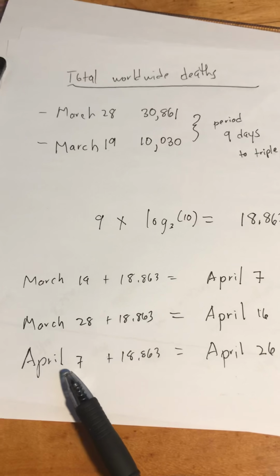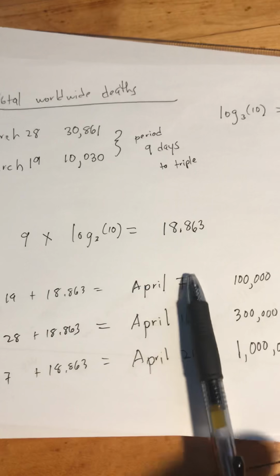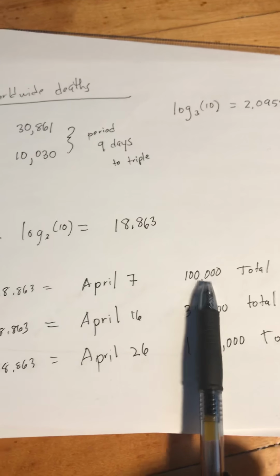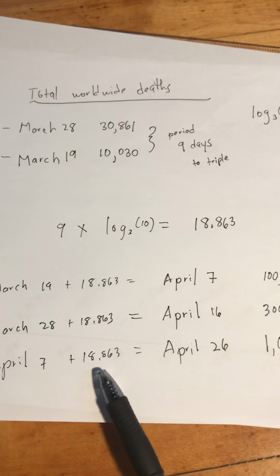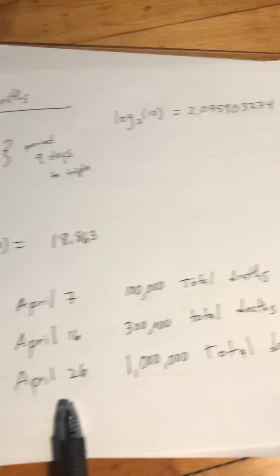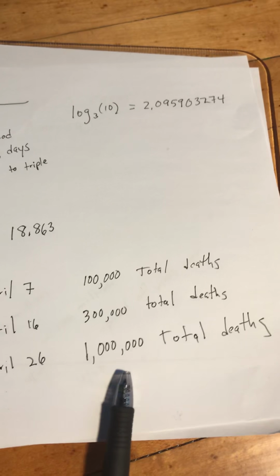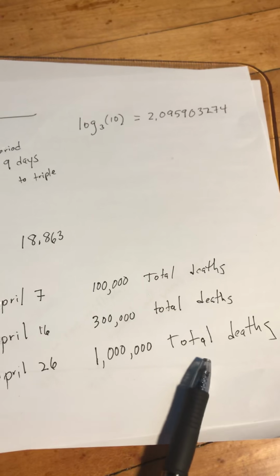And if we take April 7th, which is this date, which was 100,000, add this period again, it brings us to April 26th, and we have 1 million total deaths worldwide.